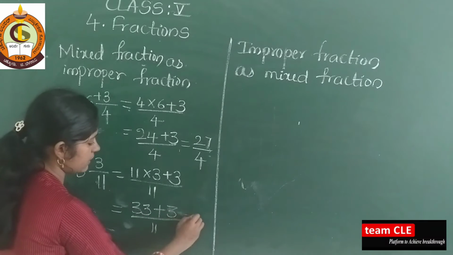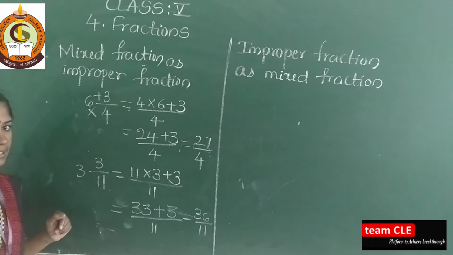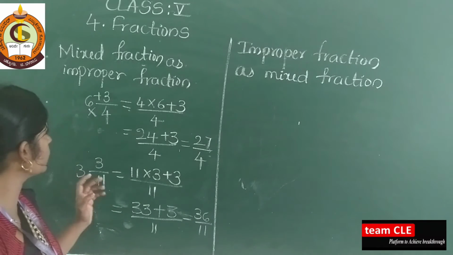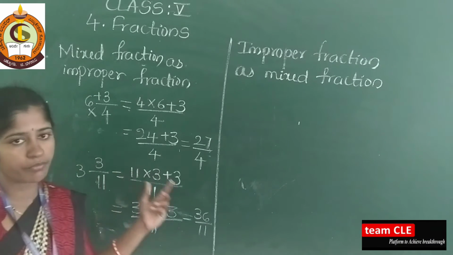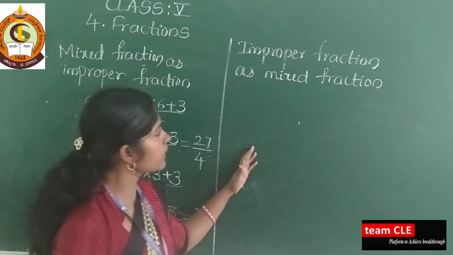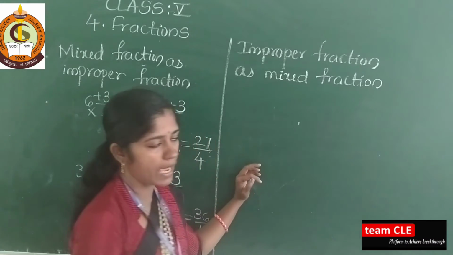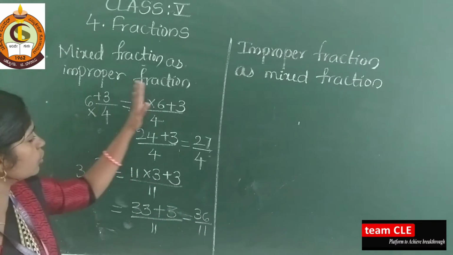33 plus 3 is 36 by 11. I hope you have taken my point. This time we need to convert a mixed number or mixed fraction into an improper fraction. Is it clear? Then we will move to the next, that is improper fraction as a mixed fraction. Here we converted mixed to improper.